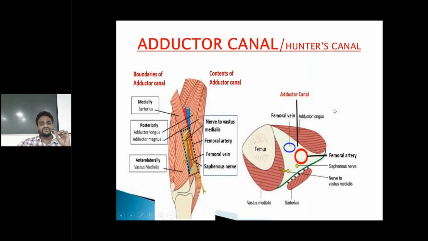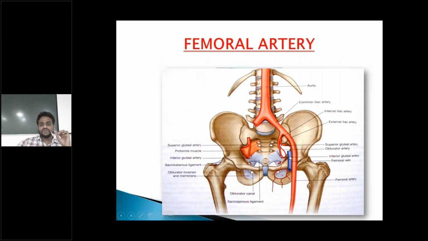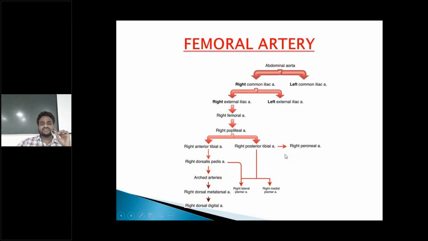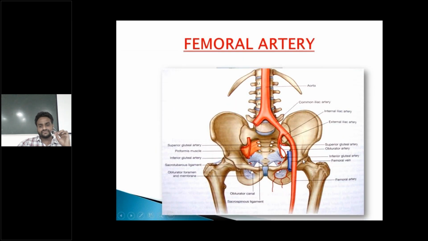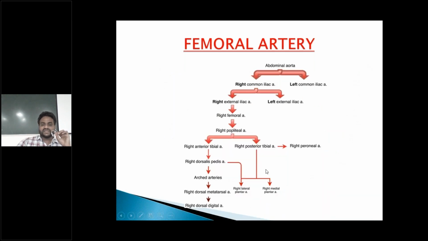If you see the femoral artery once again, what is the extent of femoral artery? From where to where does it extend? It extends from the inguinal ligament to the hiatus of adductor magnus. That is the extent. It passes in two parts: in the upper part, the femoral triangle, and in the lower part, the adductor canal.